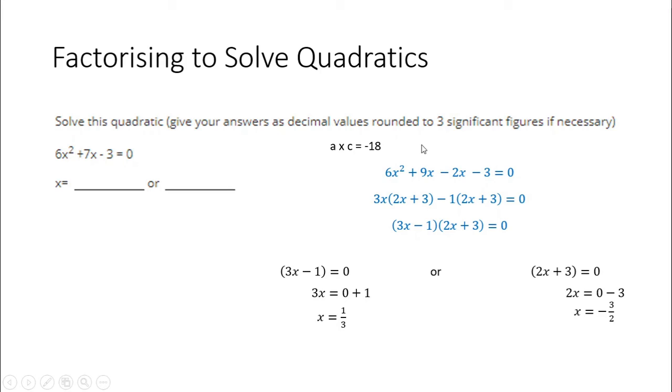Okay, answering to 3 significant figures if necessary, that tells me that I should probably write these as decimal values rather than fractions. So the first one's going to be 0.3 recurring. To 3 significant figures, that is 3 non-zero digits. That's 333 after the decimal. And this one, to 3 significant figures, well, this doesn't even give me 3 significant figures, so that's why it says if necessary. This gives me negative 1.5.